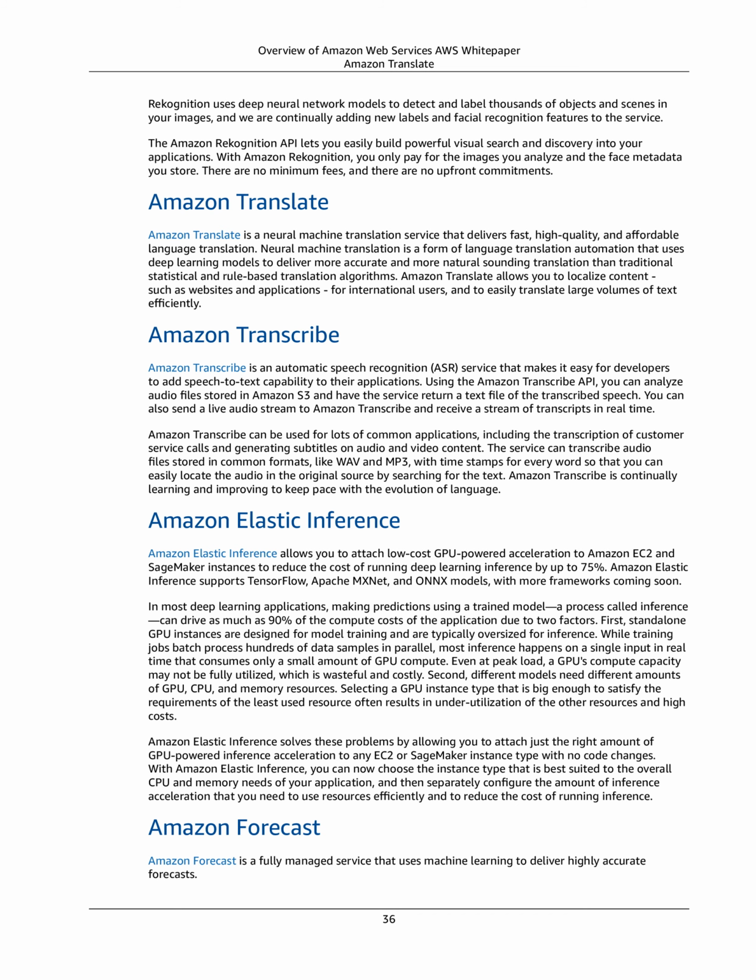Second, different models need different amounts of GPU, CPU, and memory resources. Selecting a GPU instance type that is big enough to satisfy the requirements of the least used resource often results in underutilization of the other resources and high cost. Amazon Elastic Inference solves these problems by allowing you to attach just the right amount of GPU-powered inference acceleration to any EC2 or SageMaker instance type with no code changes.